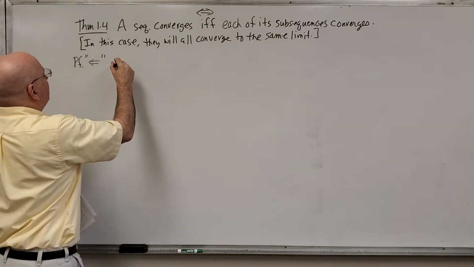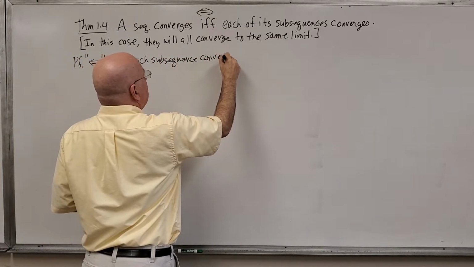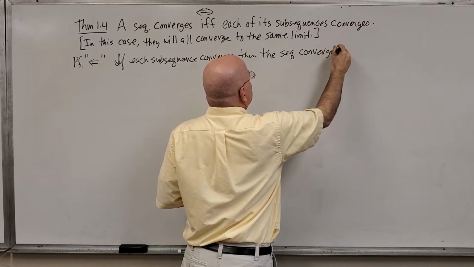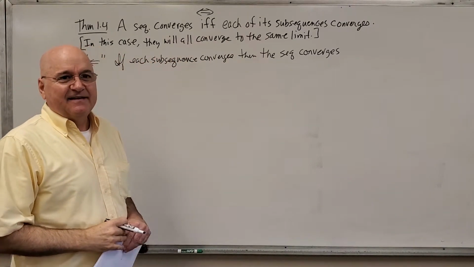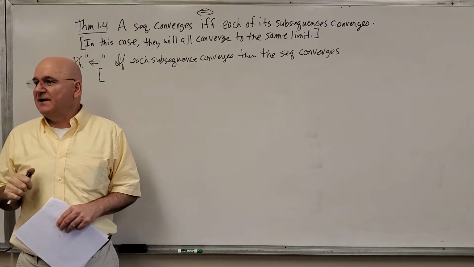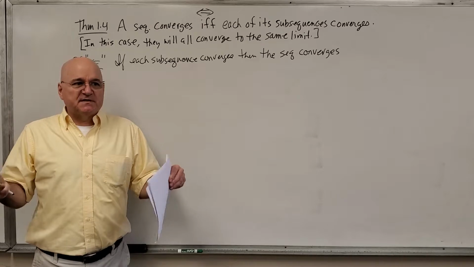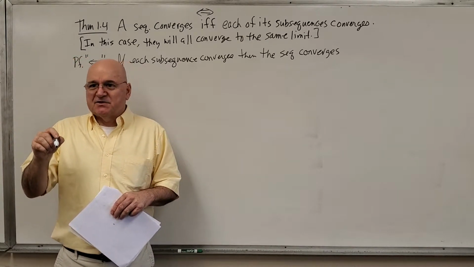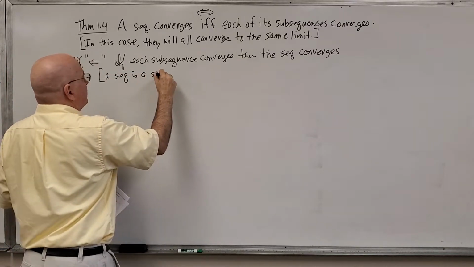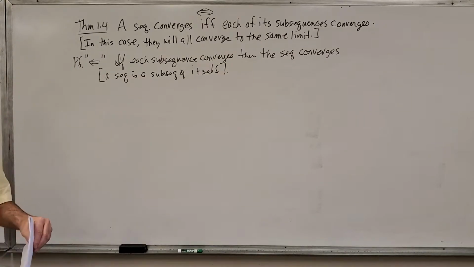What do you think I could do? I'll start it off by saying if each subsequence converges, then the sequence converges. I'm just stating it's true. It's obviously true. Anybody think of why it's obviously true? I'll go ahead and put the justification in brackets here. Why is that? A sequence is a subsequence of itself, right? It just means that your N_K would just be all the natural numbers, 1, 2, 3, 4, and so on. So a sequence is a subsequence of itself. That's good enough. So if all the subsequences converge, the sequence has to converge because it is a subsequence.